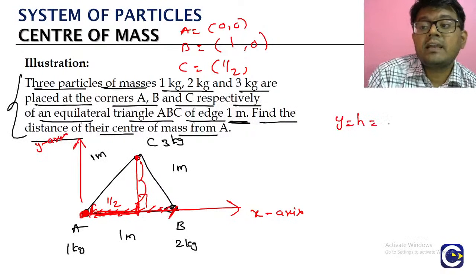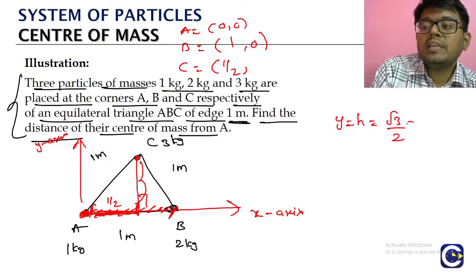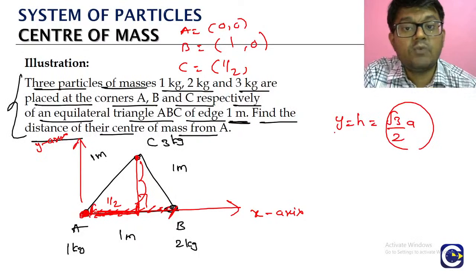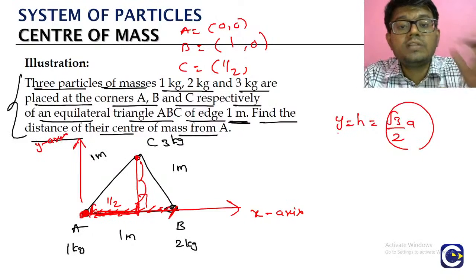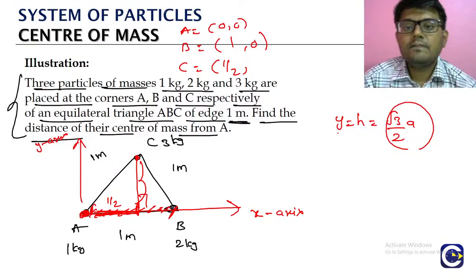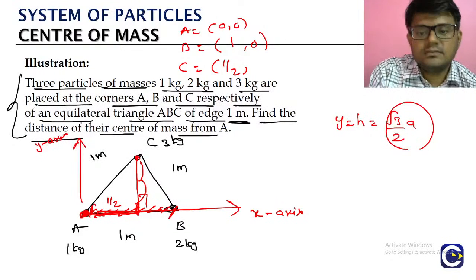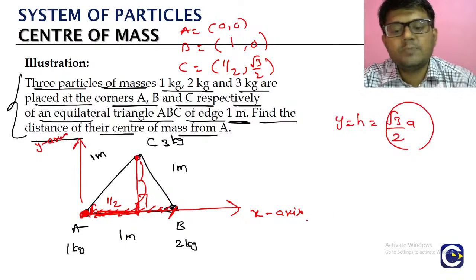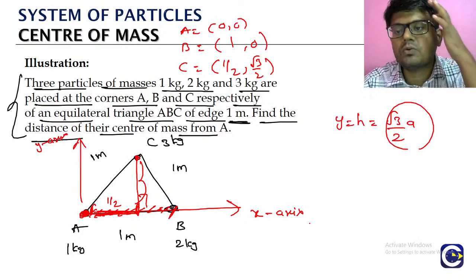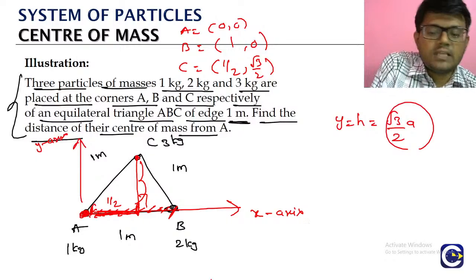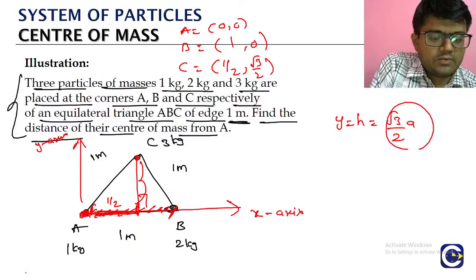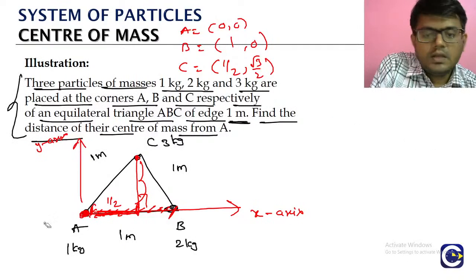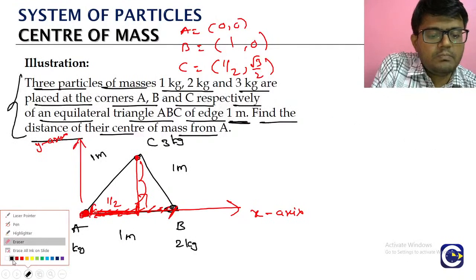For an equilateral triangle, what is the height? Root 3/2 into A. This is a standard result, right? A is the side length. So this will be root 3/2 into 1, because the side length is 1 meter. So it will be root 3/2. These are the coordinates of point A, point B and then point C.